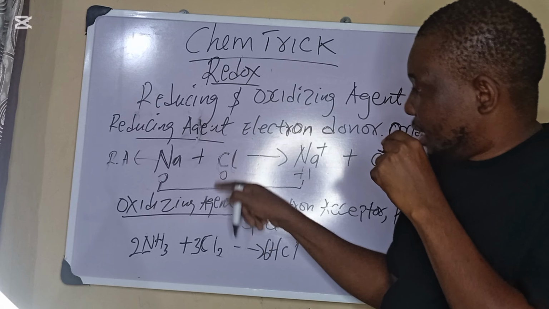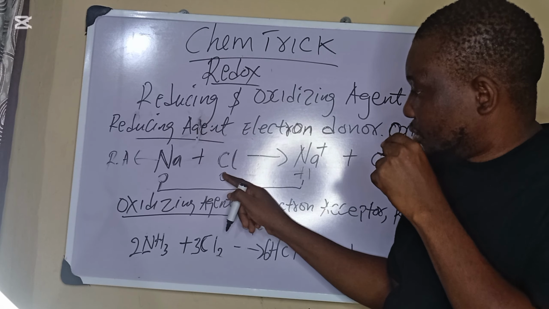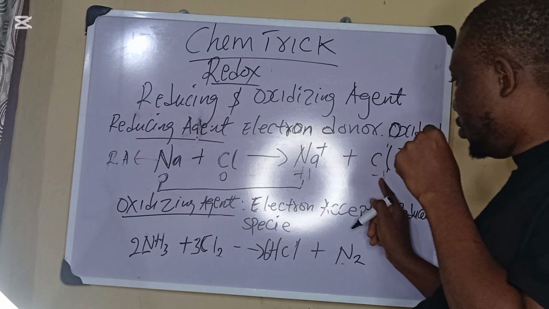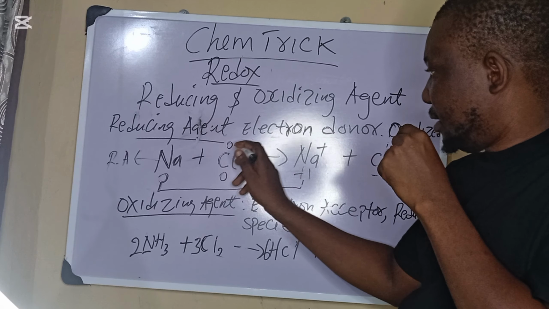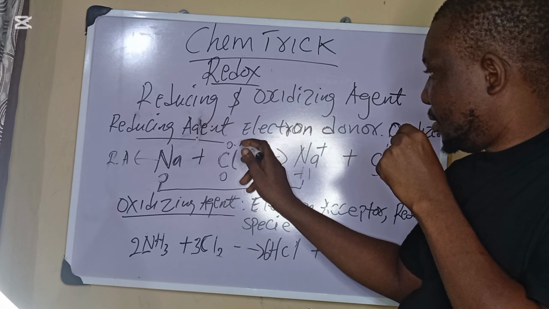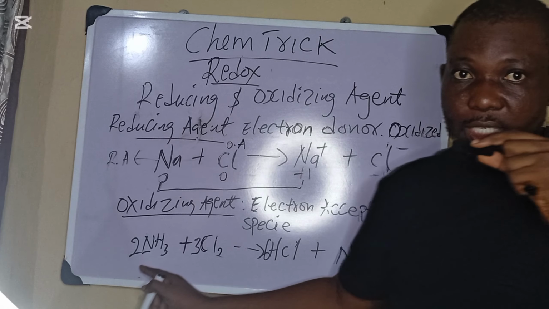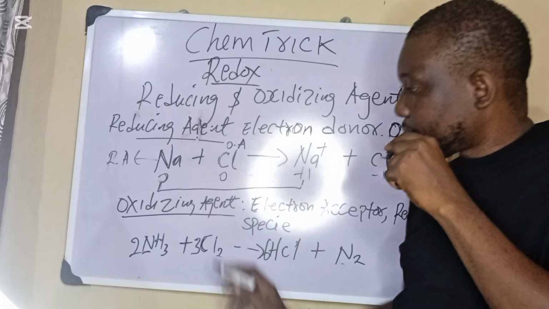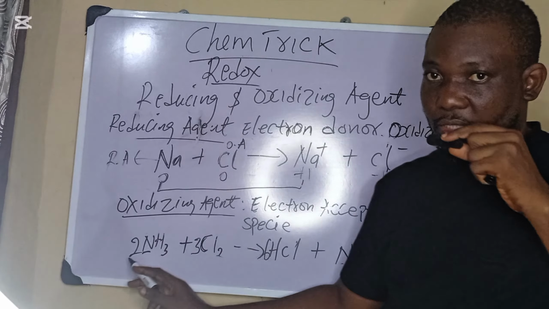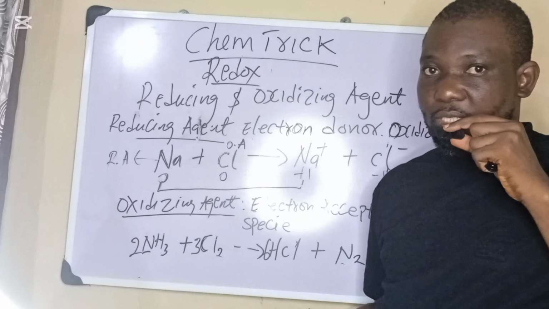Now, in this same reaction, chlorine, whose oxidation number has just reduced from 0 to -1, is the oxidizing agent. Now, let's see the second equation. We want to know which is the reducing agent in the reaction and which is the oxidizing agent.